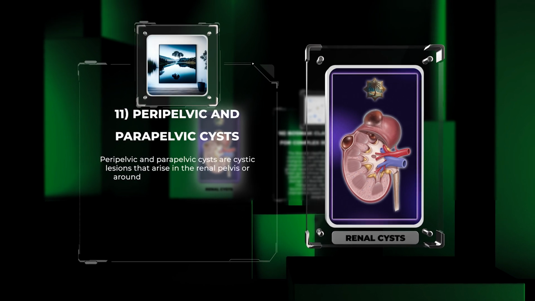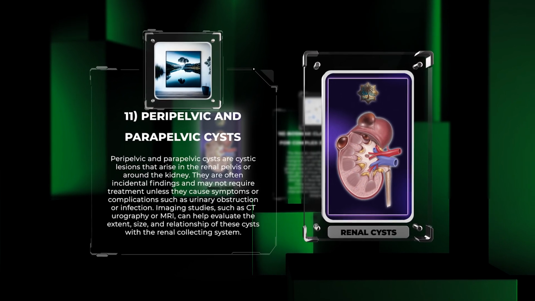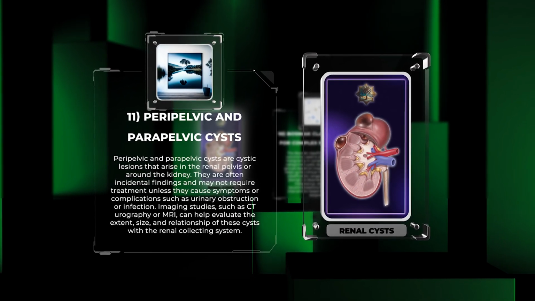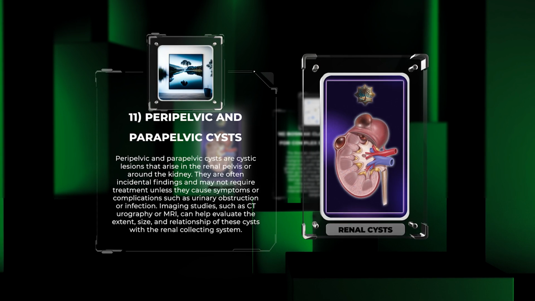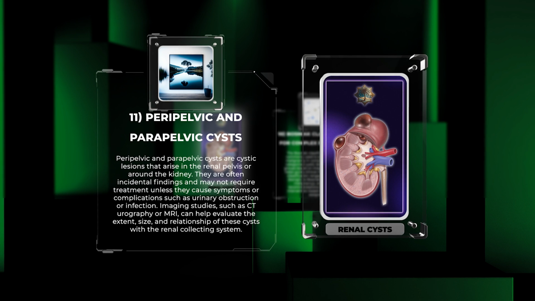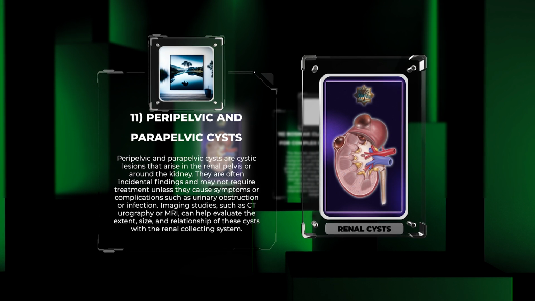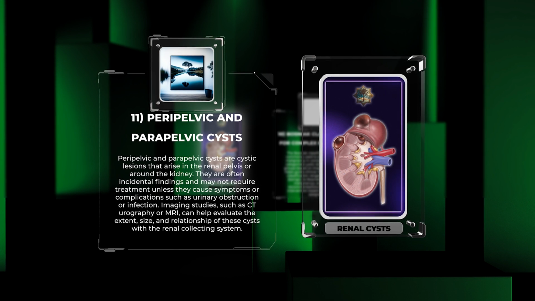Parapelvic and peripelvic cysts are cystic lesions that arise in the renal pelvis or around the kidney. They are often incidental findings and may not require treatment unless they cause symptoms or complications such as urinary obstruction or infection. Imaging studies, such as CT urography or MRI, can help evaluate the extent, size, and relationship of these cysts with the renal collecting system.